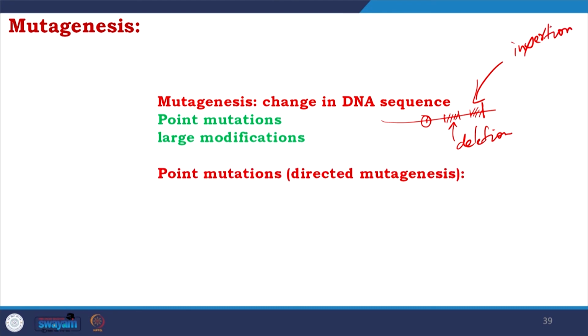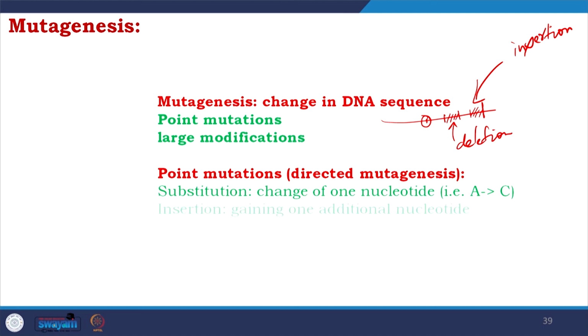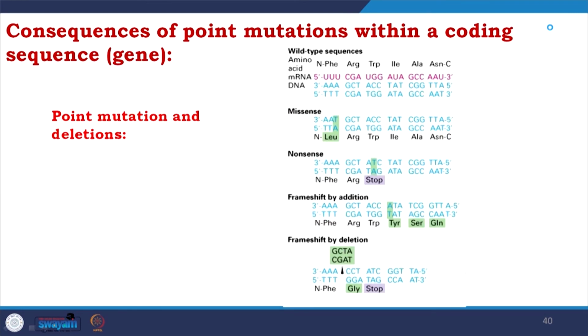Point mutations are directed mutagenesis: substitution, change of one nucleotide; insertion could also be a point mutation, gaining one additional nucleotide; deletion, loss of one nucleotide. They come under point mutation. We will discuss different types of point mutations within the coding sequence, how they are incorporated towards mutagenesis, and their effects.